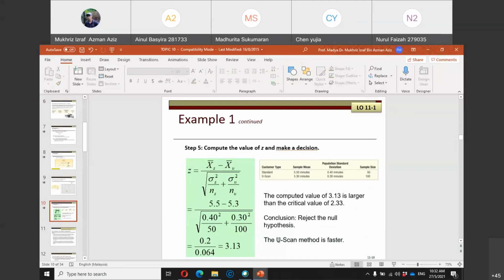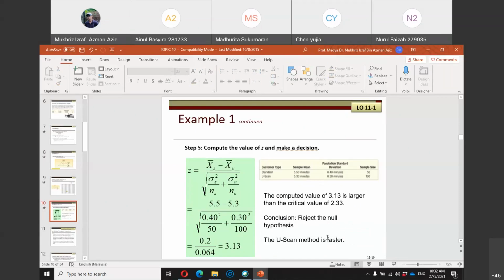Okay, the U scan method is faster. Why? Because when you reject the null hypothesis, what you are saying is the standard scan is longer. So the reverse will be true. Meaning if the standard scan is longer, it means that the U scan is faster. So either way is correct.